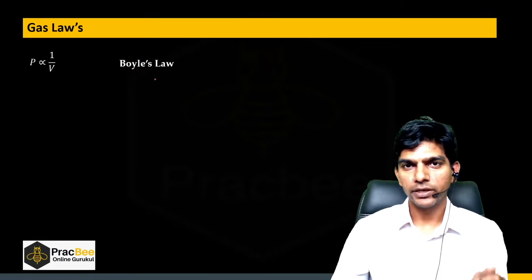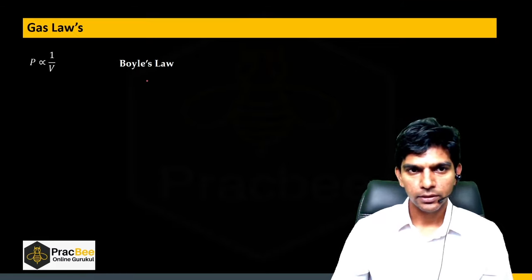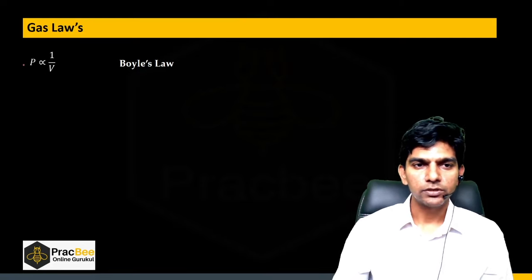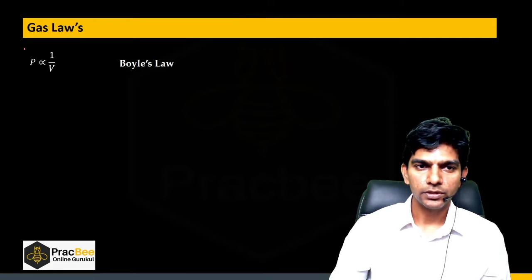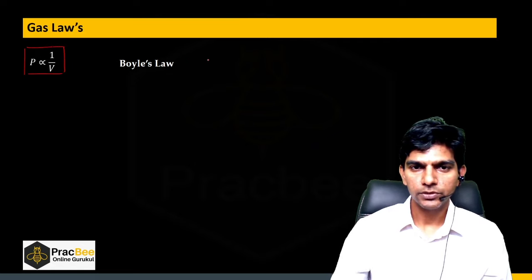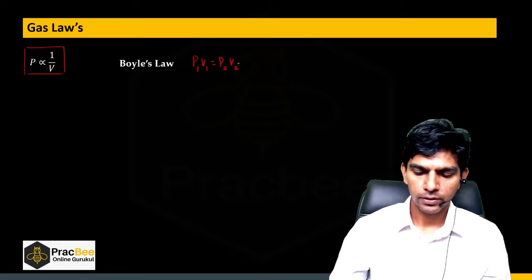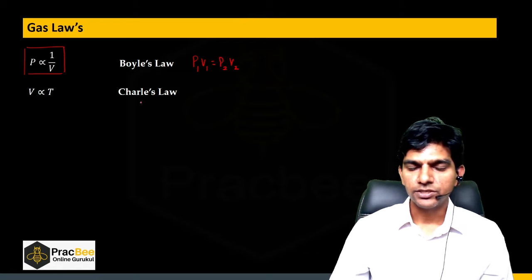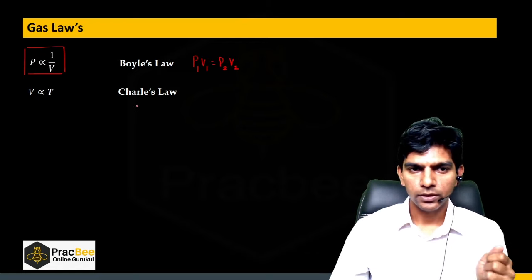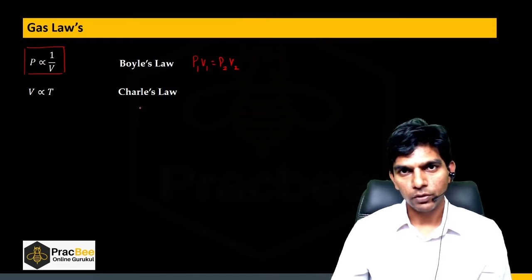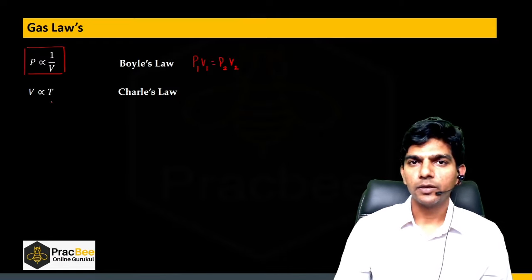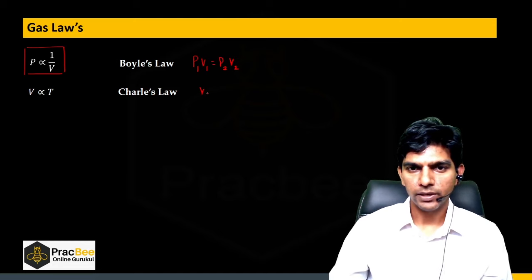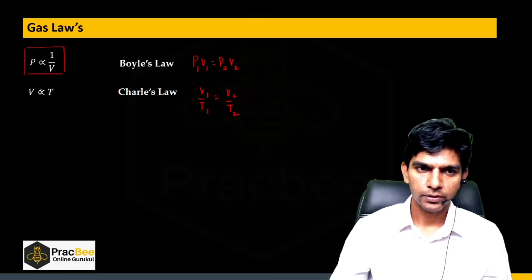In Boyle's law, for a given mass of the gas and for constant temperature, pressure is inversely proportional to the volume. So you should remember that we can apply P1 V1 equals P2 V2. Now let us see Charles' law. For a constant pressure and a given amount of gas, volume is directly proportional to the temperature. So we can apply V1 by T1 equals V2 by T2.